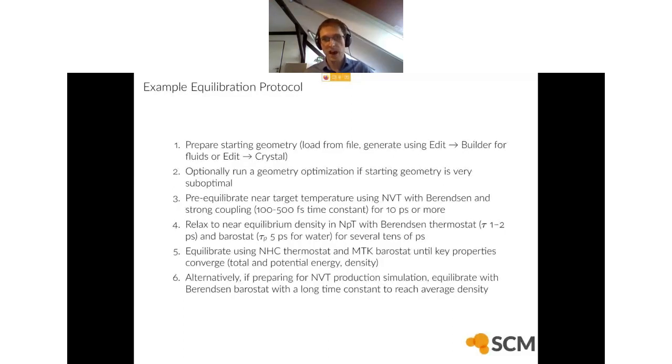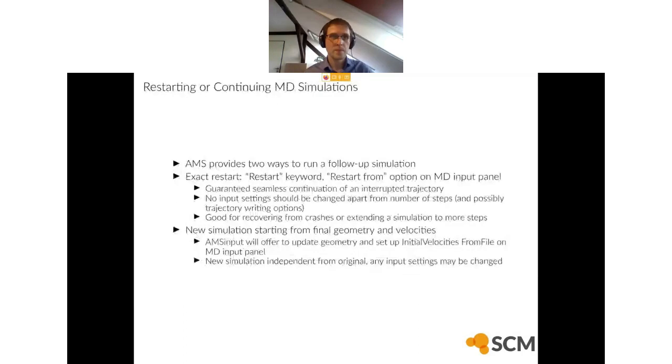Alternatively, if actually your production run is meant to be in constant volume, it is typically a good idea to equilibrate with the Berendsen thermostat and barostat instead of MTK to reach the average density that you can then pick and use in a constant volume simulation.